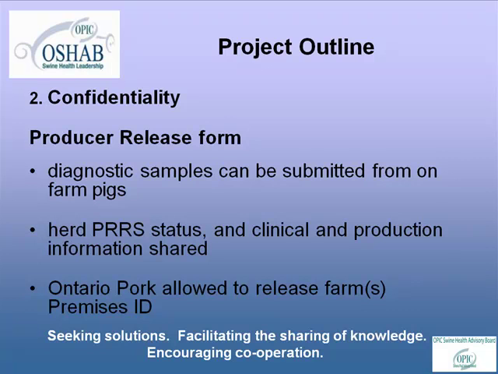And within that particular form, we're going to address the issues of the diagnostic samples that can be submitted from farm, that the producer agrees that we can do blood testing and necessary follow-up with further diagnostics. We want them to understand that the herd PRRS status and the clinical and production information will be shared, and that will be outlined in the confidentiality or the consent form. And we also want to get consent to use from Ontario Pork, because they're doing the traceability, to release the farm's premises ID. Currently, if the farm is CQA validated, they will have a premises ID.